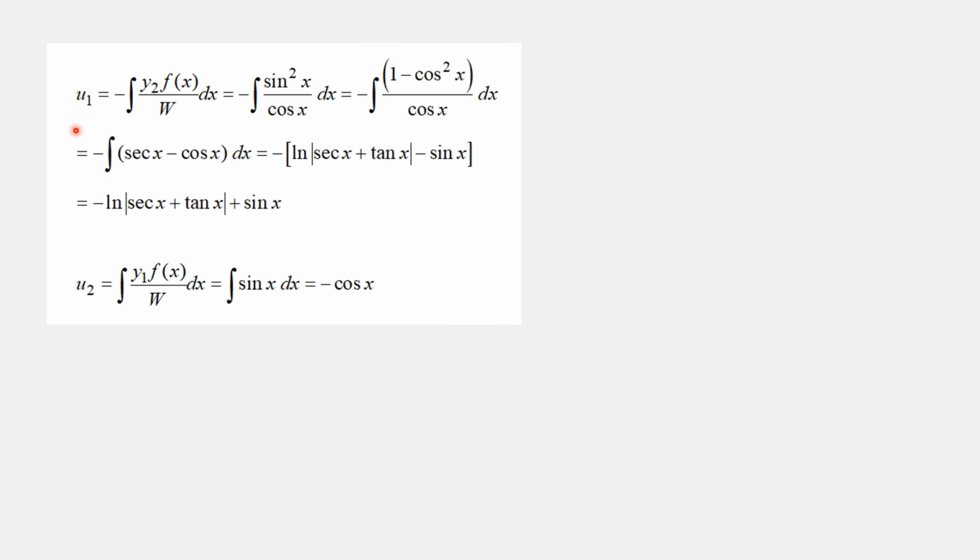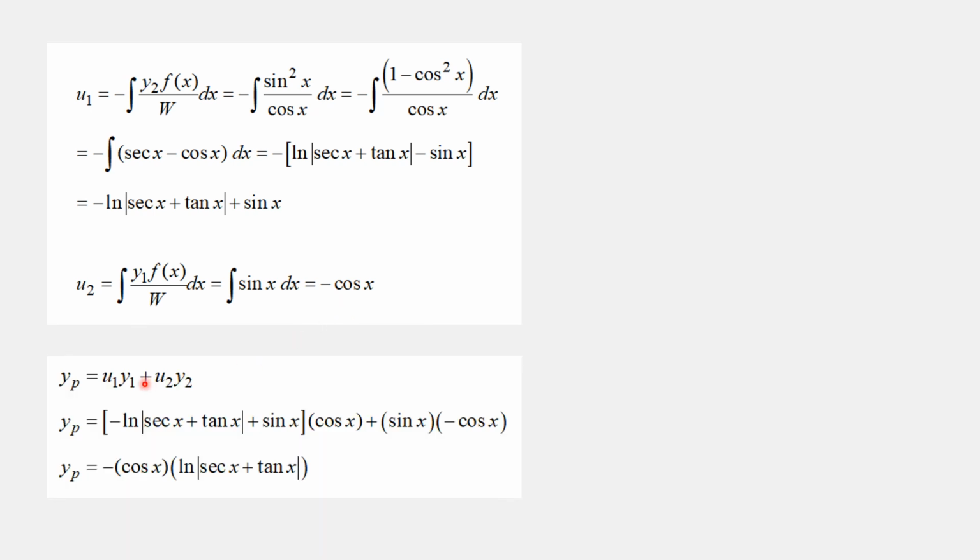Sorry, this is u1 again. So u2 is the integration of y1 fx over w with respect to x. Now u2 prime is sin x, and you integrate with respect to x, and the answer is very simple, which is just negative cos x.